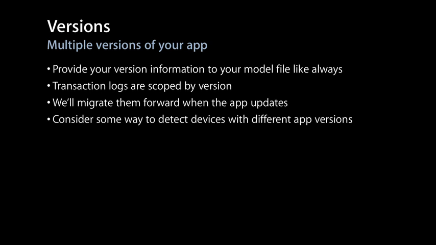Now, on a second device, when the user, say, upgrades your app at a much later time, we'll notice this and will automatically migrate in any existing transaction logs from that version of your application that happen to be on iCloud. You still, though, want to consider some way to detect device differences in your app version. For example, you really don't want to have your app on an iPad and your app on the iPhone be two different versions for a long period of time.